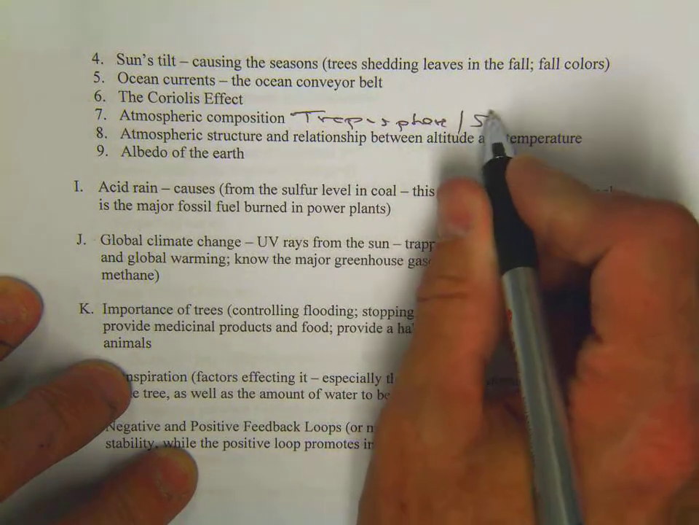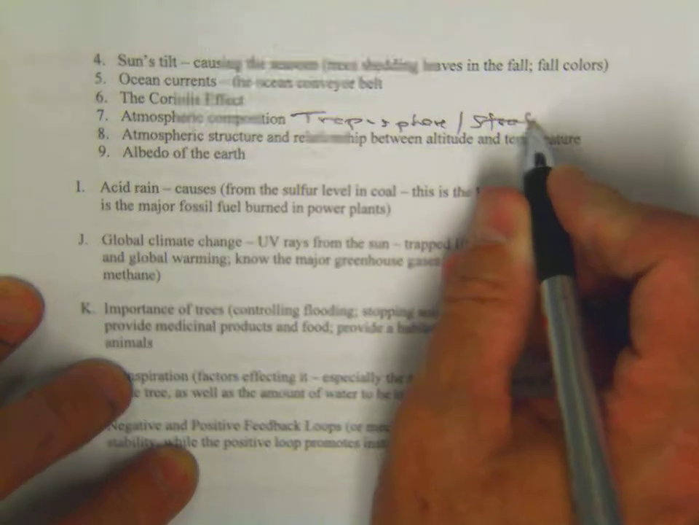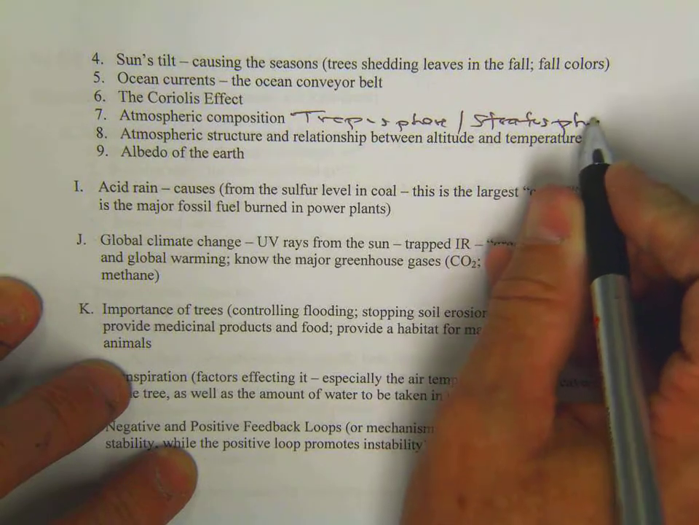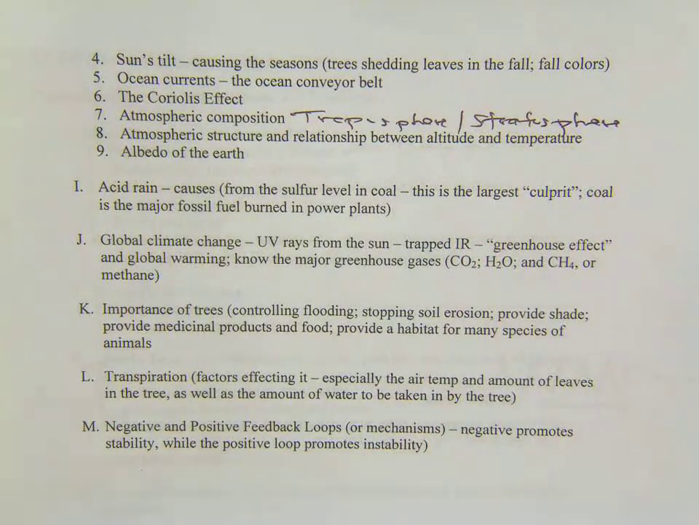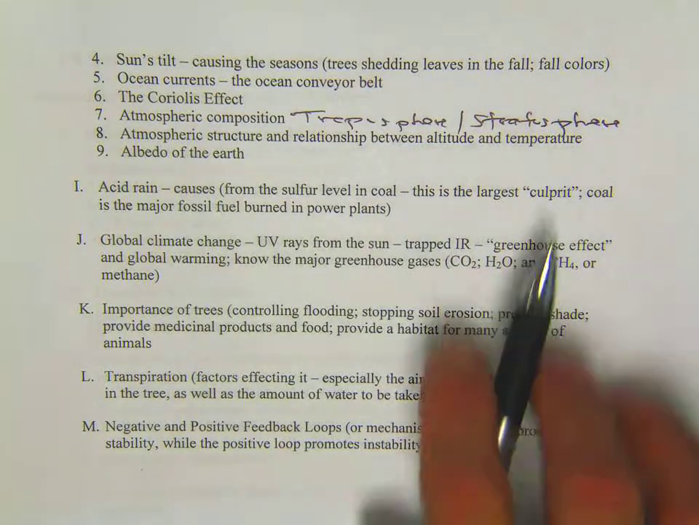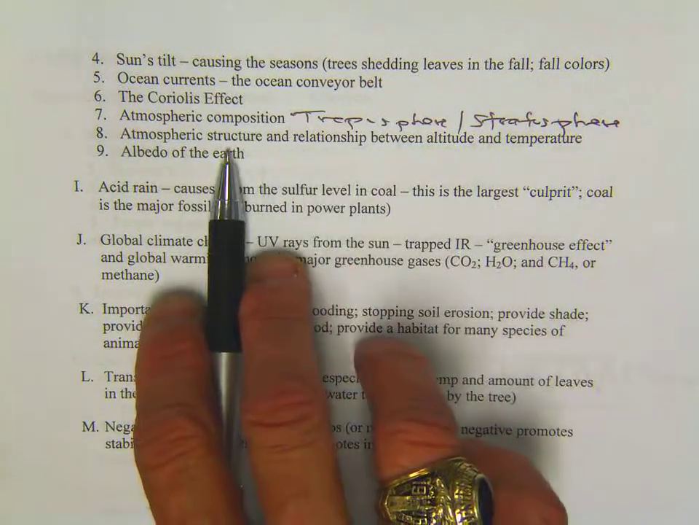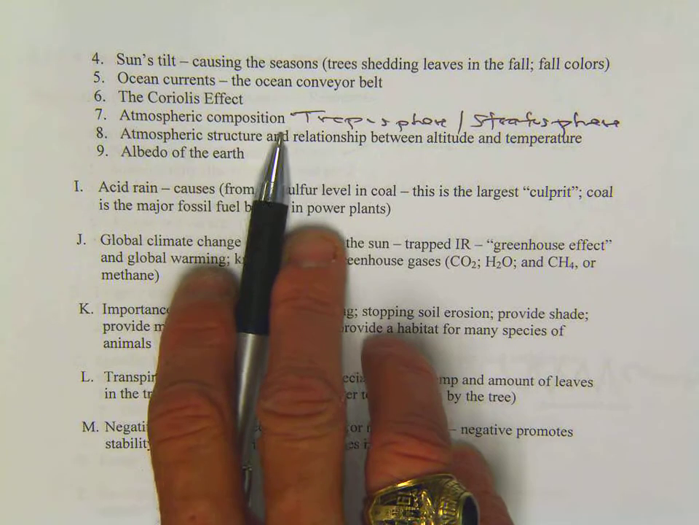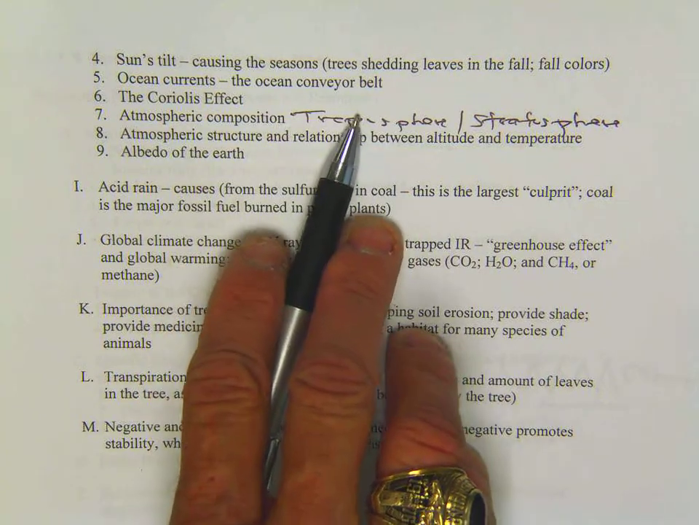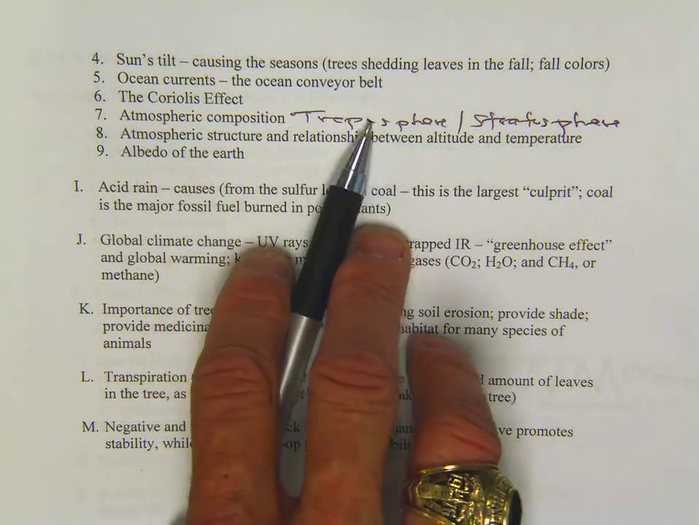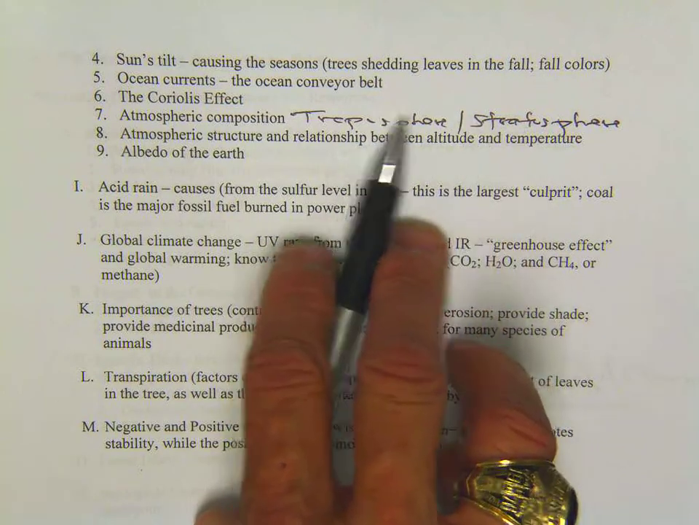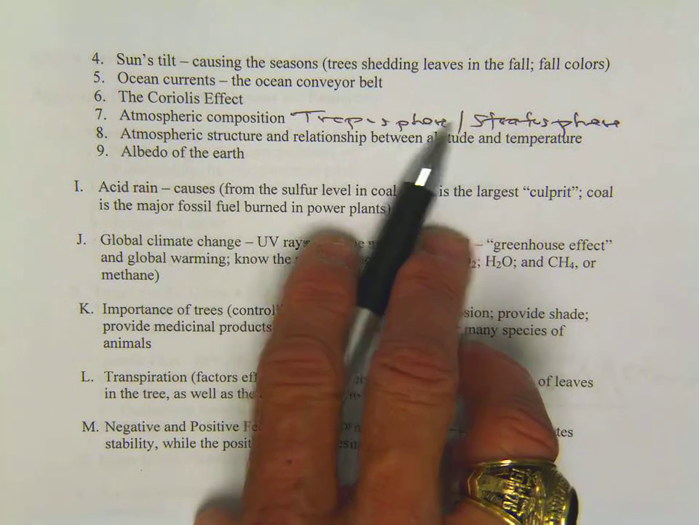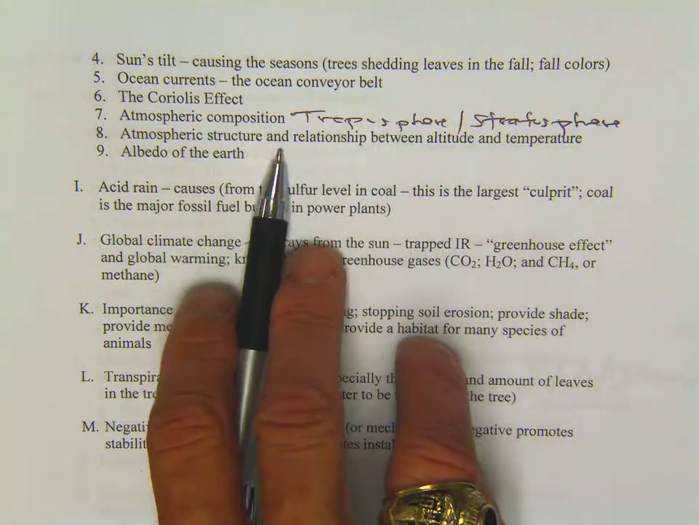And then the stratosphere. Those are the two most important. You've also got the thermosphere and the exosphere and so forth above there. I would be familiar with the temperature and altitude relationships in each of the layers of the atmosphere.